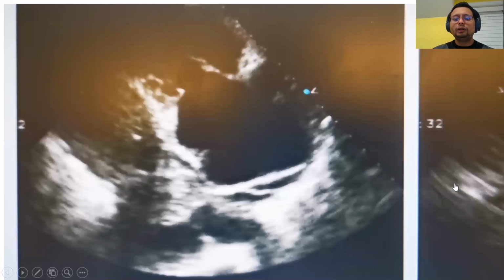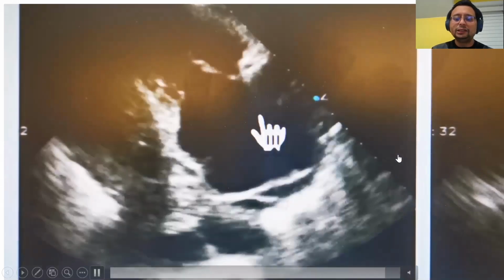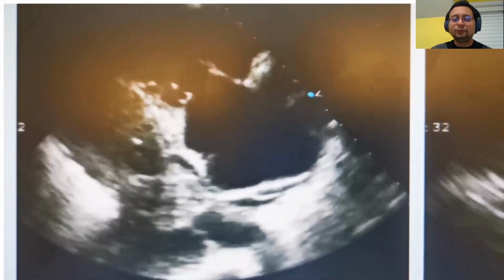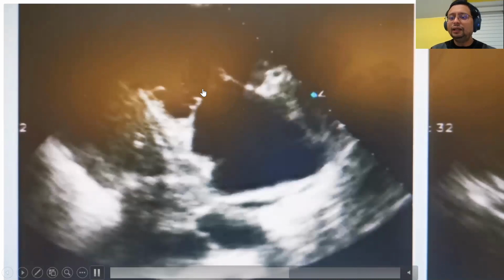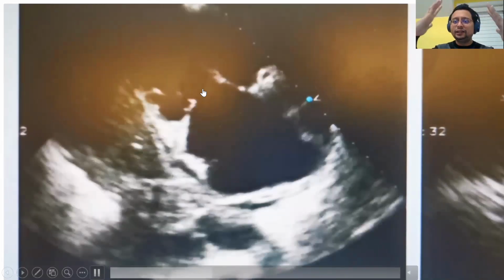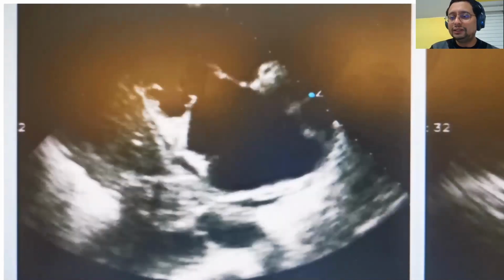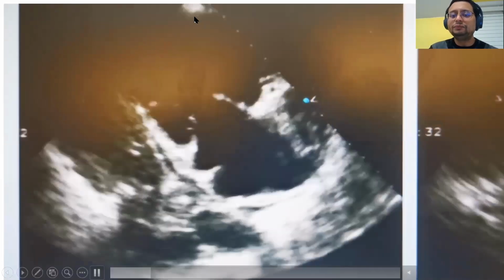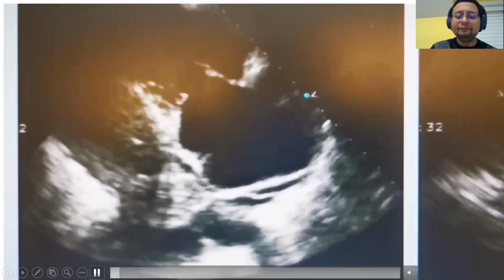So let's look at this one. Now, ladies and gentlemen, what do you think is the diagnosis of this echocardiogram? You can see that the leaflet is actually retracted. Okay, it's retracted. It doesn't move. What is that? This is carcinoid tricuspid valve disease.